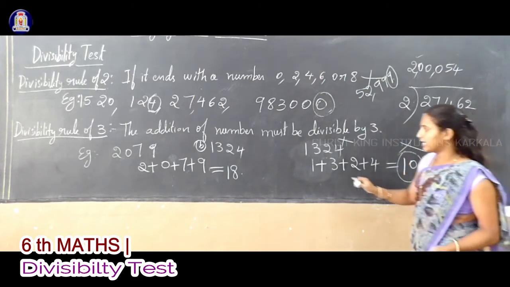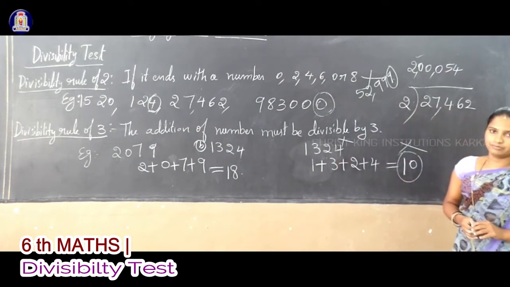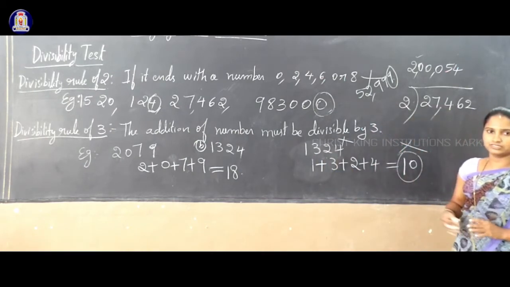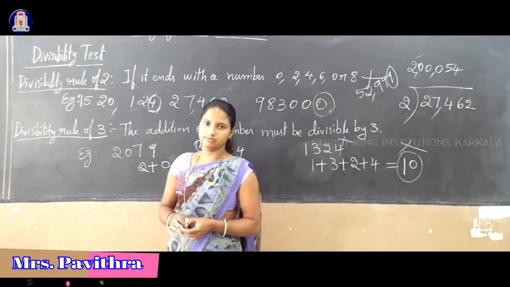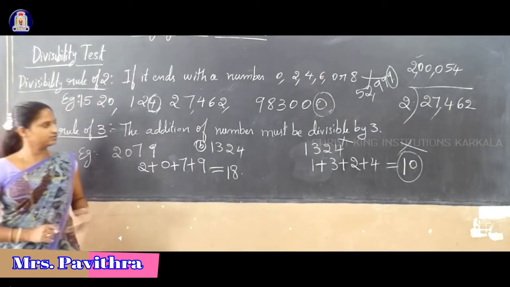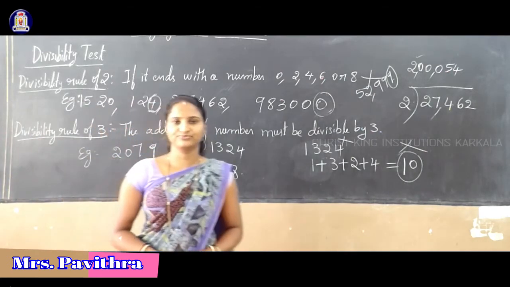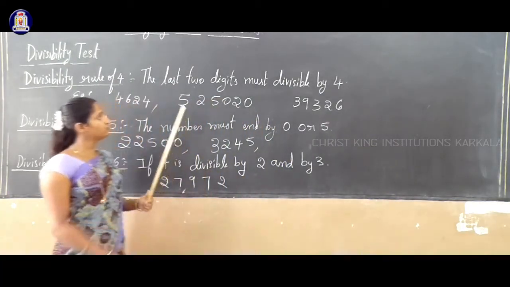So we can say that 1324 is not divisible by 3. So this is an easy method to identify whether the given number is divisible by 3 or not. Clear? So this is the procedure.